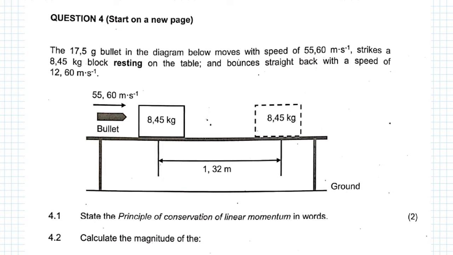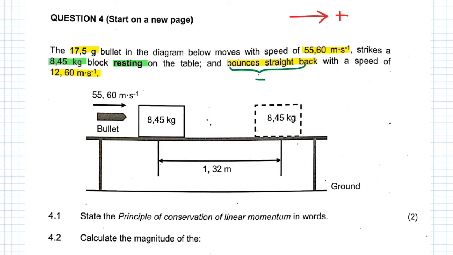This question says the 17.5 gram bullet in the diagram below moves with a speed of 55.60 meters per second. It strikes an 8.45 kilogram block resting on the table, and then the bullet bounces straight back with a speed of 12.60 meters per second. Now, before we move on to the questions, how about we start off by choosing a direction as positive? Let's choose forwards, or the original direction of the bullet, to be the positive direction, and that means that when it bounces back, its speed is going to be in the negative direction.